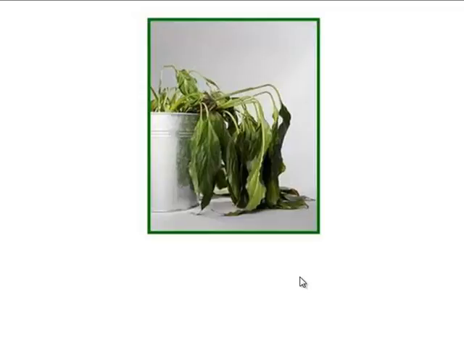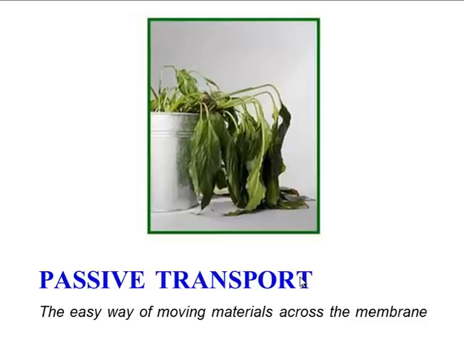You've probably noticed that when a plant isn't watered, it starts to wilt. The explanation for this phenomenon has to do with a process known as passive transport. This is a method that the cell membrane uses to move materials across the membrane, the easy way. In this video, we're going to explore how passive transport works and how it helps cells maintain homeostasis.